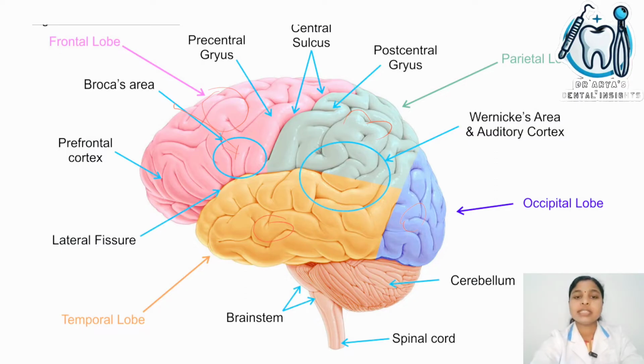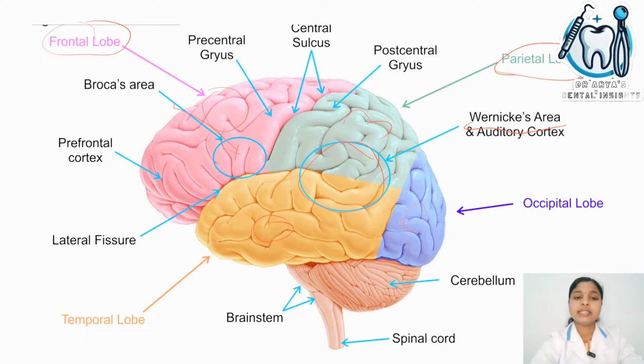Okay. So this is the precentral gyrus. This is the central gyrus. This is the postcentral gyrus. Okay, and this is another area, which is Wernicke's area, and it is also the auditory cortex. So here, in which lobe is it situated? It is in the parietal lobe. So Wernicke's area is situated in the parietal lobe, and Broca's area is situated in the frontal lobe. So two questions are there.